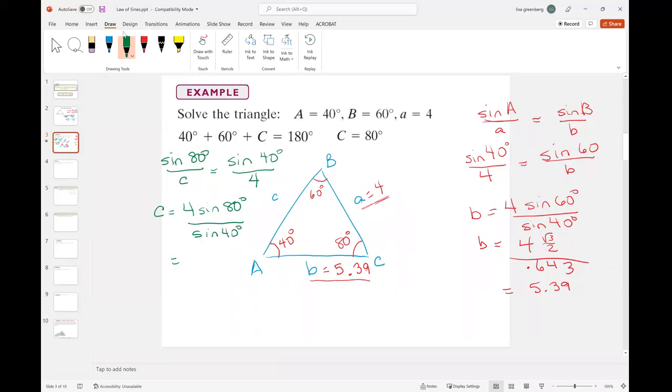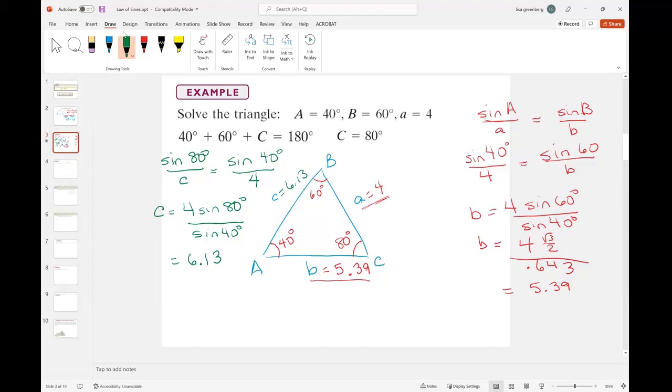And again, I have to use my calculator because I don't know any of those. So I have 80 degrees. So the sine of 80 degrees times 4 divided by sine of 40. And I get, for this one, 6.13. And again, I'm very happy to see that it's bigger than A and B because it should be.